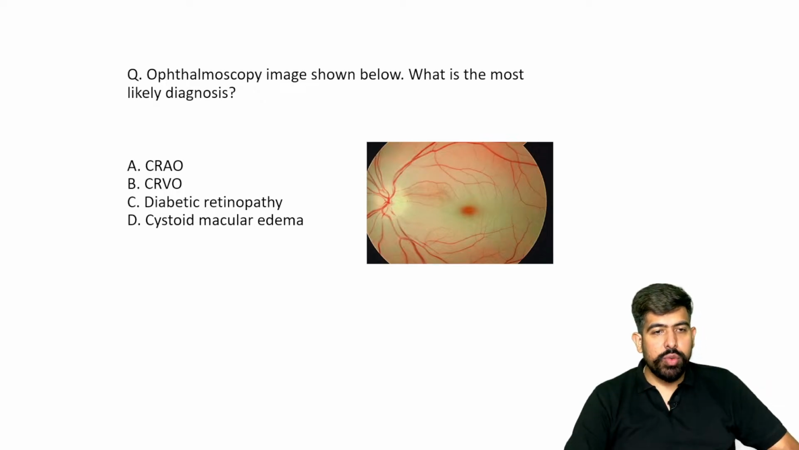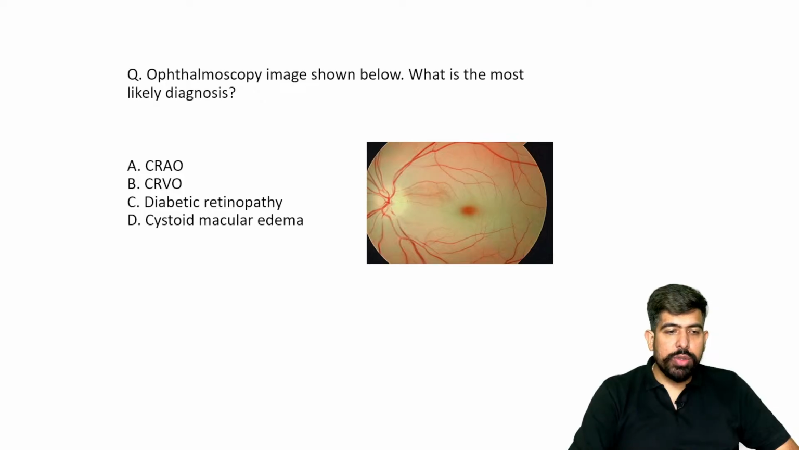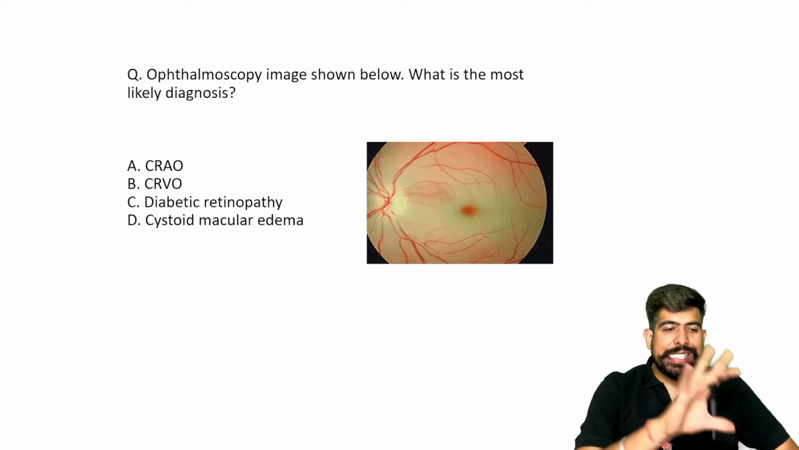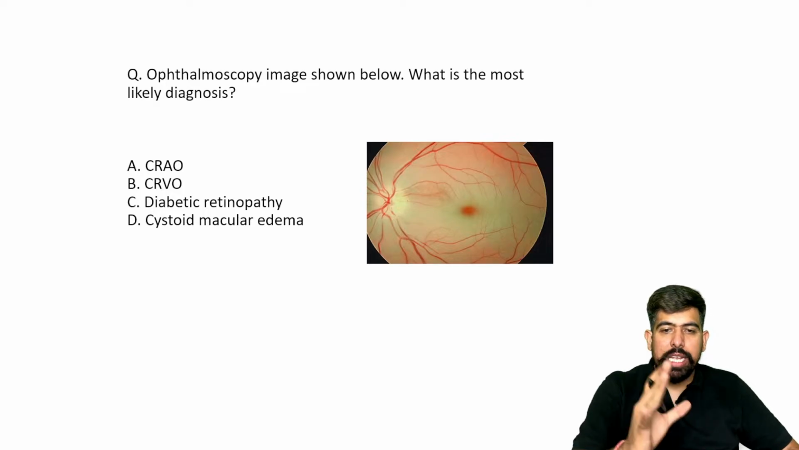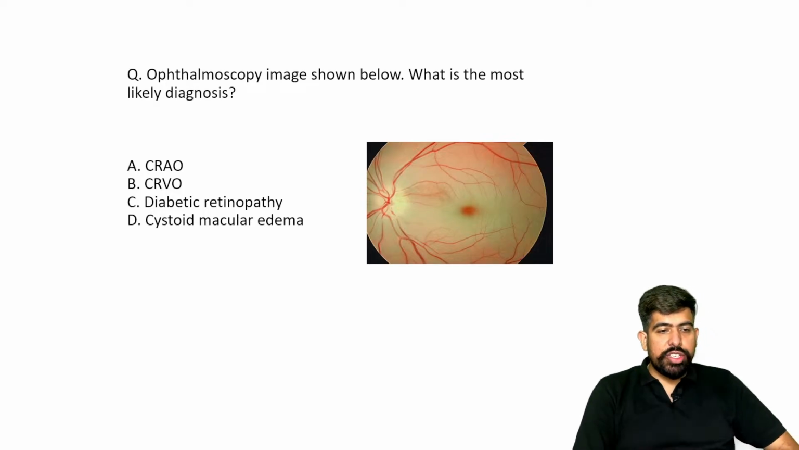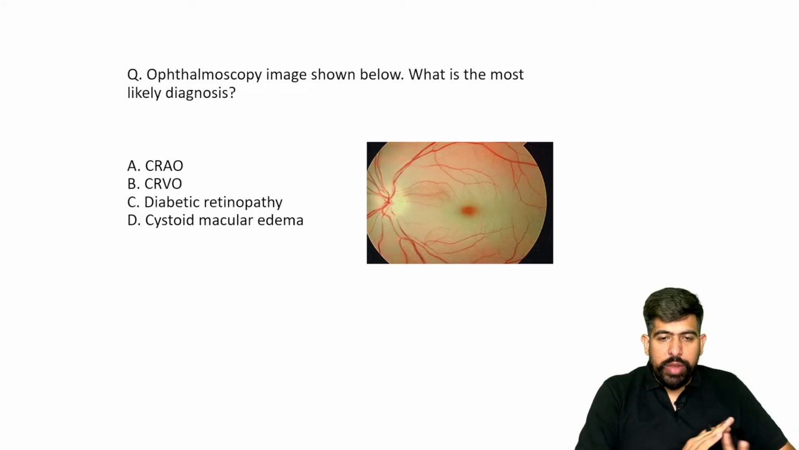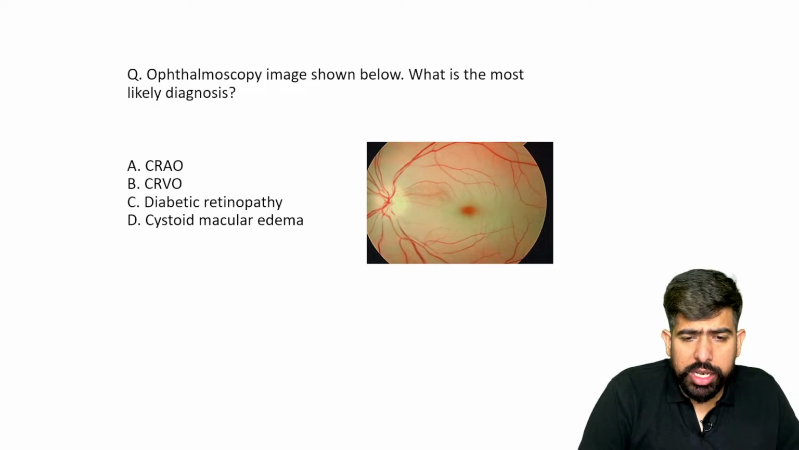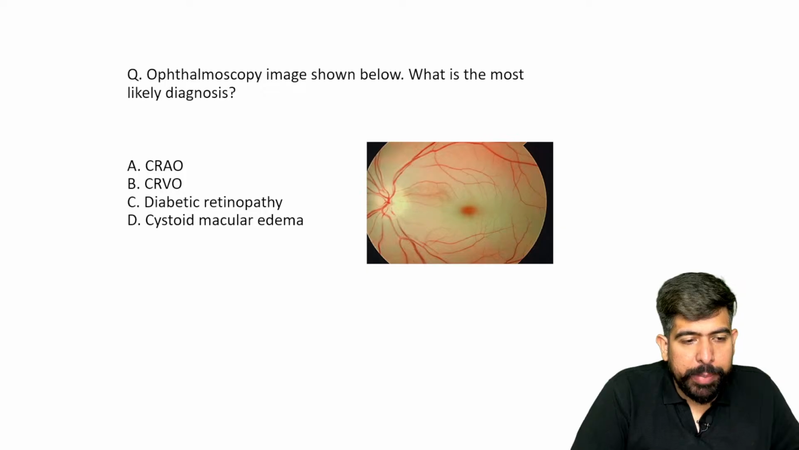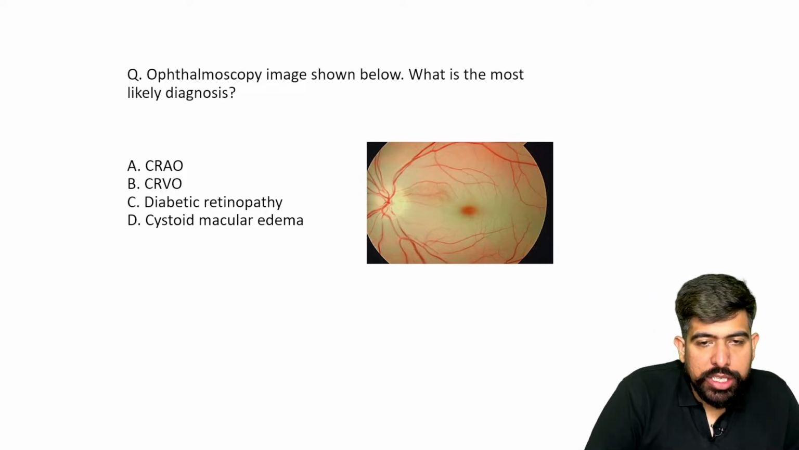By seeing the image, you can understand this. An ophthalmoscopic image is given, shown below. What is the likely diagnosis? Just by seeing the image you can make the diagnosis. This is a very well known sign, right? Please try to reply to me in the chat box. I'm waiting for your answers, guys. Don't be confused, just try to reply.